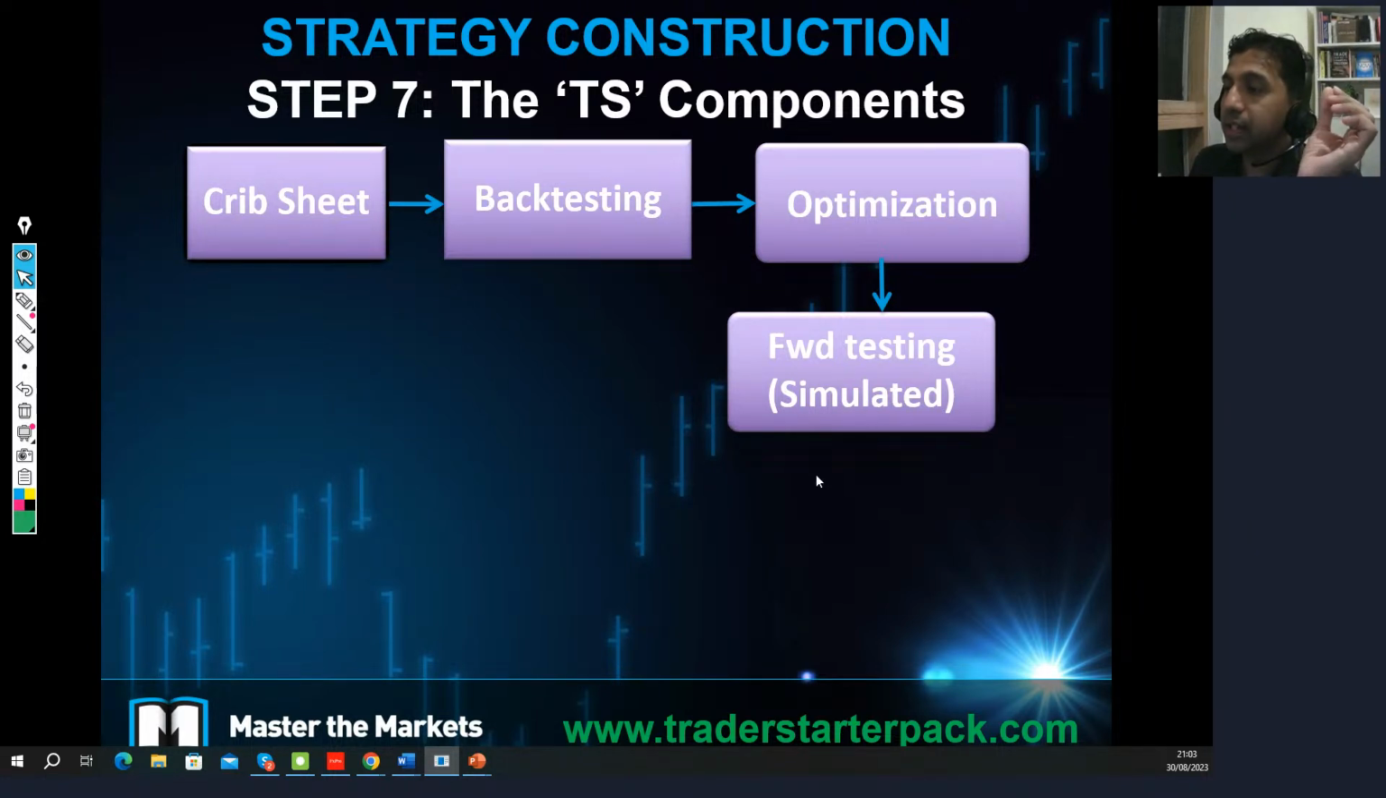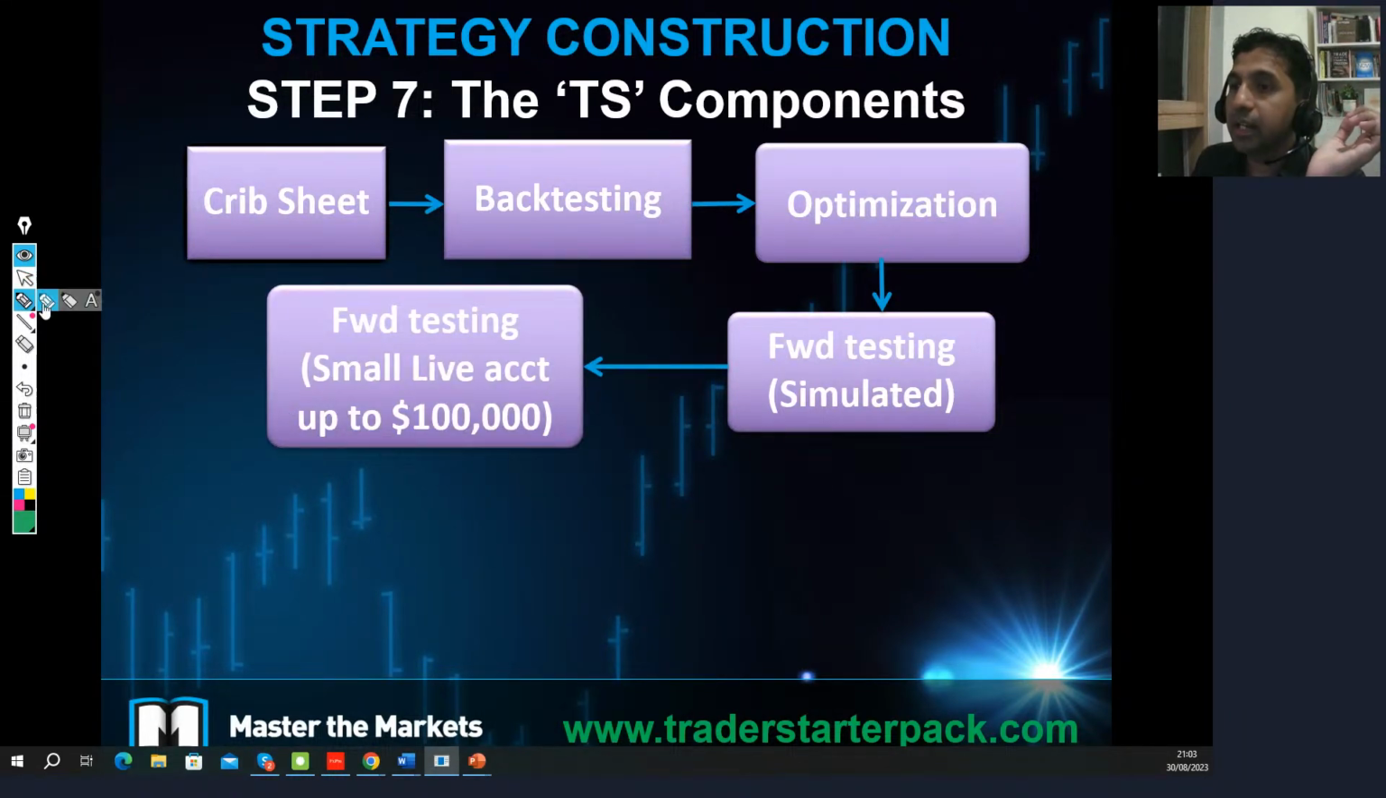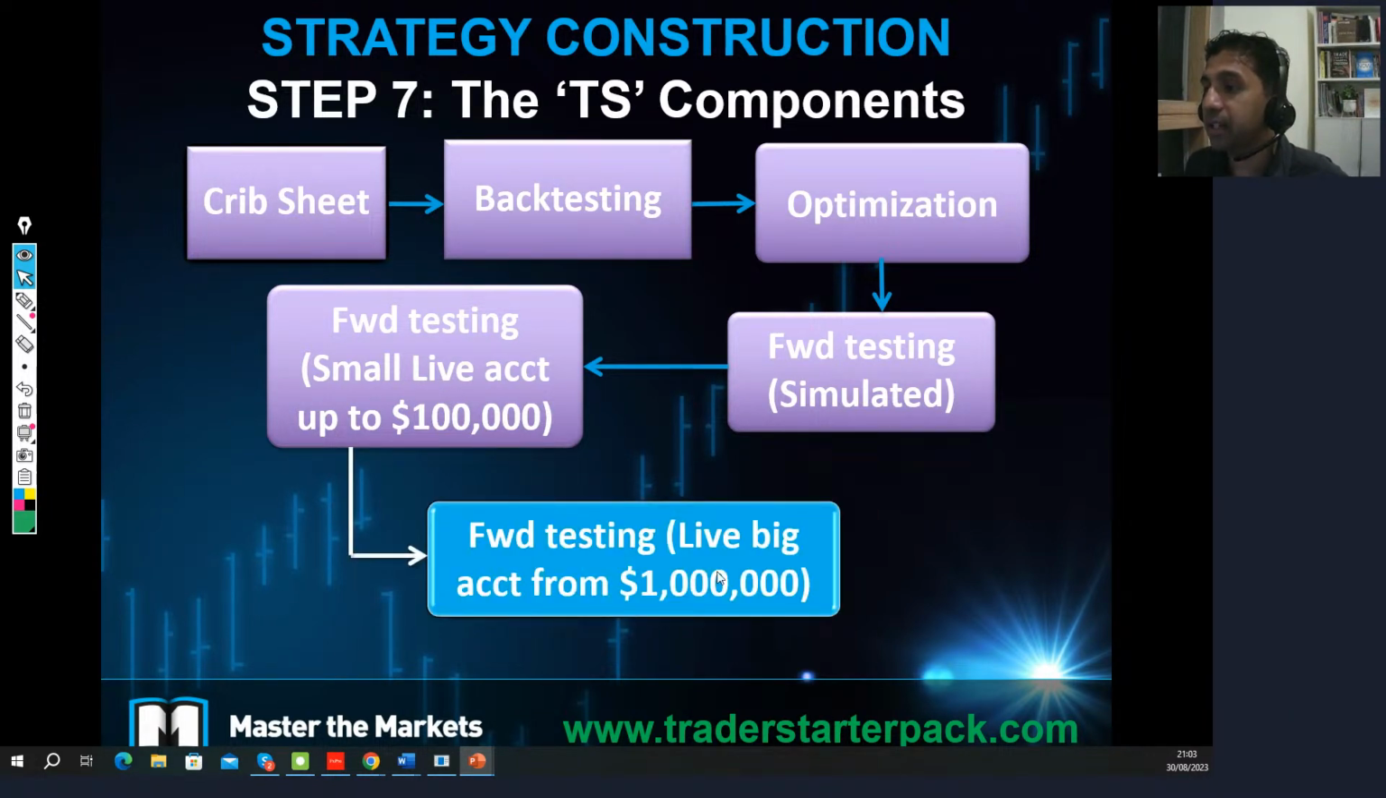Once you've survived the simulated account for at least about 3 to 6 months, what I would suggest is go and trade it on a small live account. A small account is anything up to $100,000, so it can be 2,000, 5,000, 10,000, whatever it is, up to 100,000. After you have gone through about 6 months to 1 year of live trading on it, then you go on to scaling up, anything from $1 million upwards on a big account. That's what I would suggest.